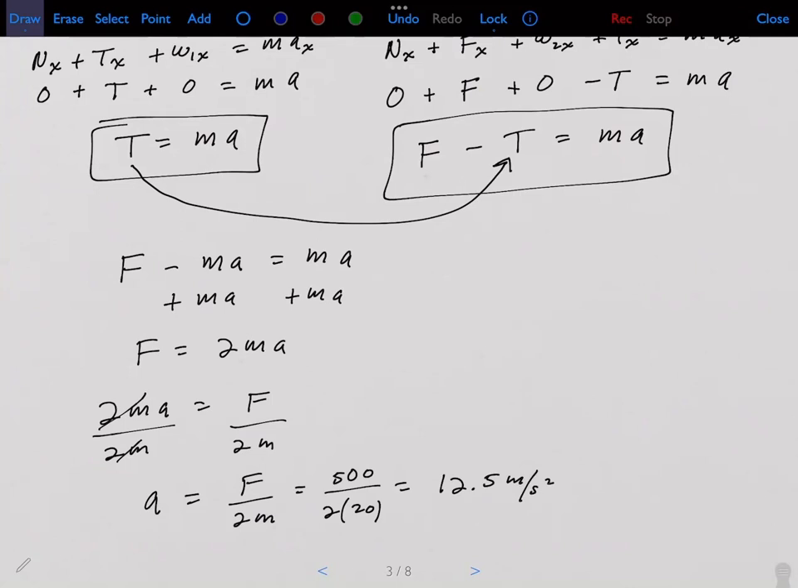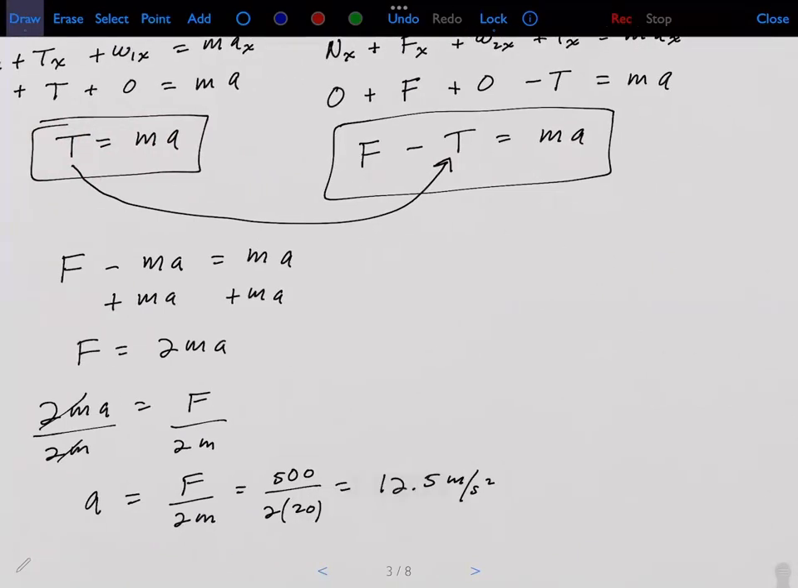So that's the acceleration. And then to get the tension, I can plug it back into either of these equations, but this one's much easier, to get the tension in that rope between the boxes. So I'm going to go back. I want to plug into this one. I know the mass is 20. And now I know the acceleration of that box, both boxes, is 12.5. So now the tension in that rope between the boxes must be 250 newtons.